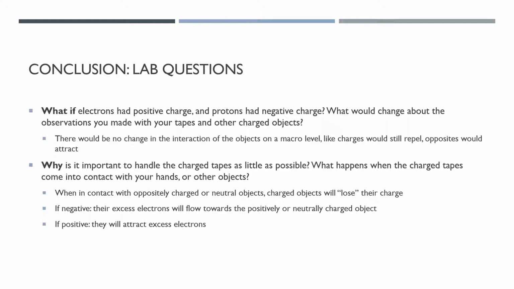In conclusion, if electrons had positive charge and protons had negative charge, there would be no change in the interaction between objects on a macro level. Like charges would still repel and opposite charges would still attract, as per Coulomb's law. Now, it was important to handle the charged tapes as little as possible because coming in contact with oppositely or neutrally charged objects will make them lose their charge as electrons move from high density to low density areas.